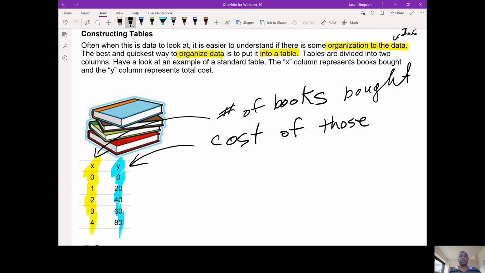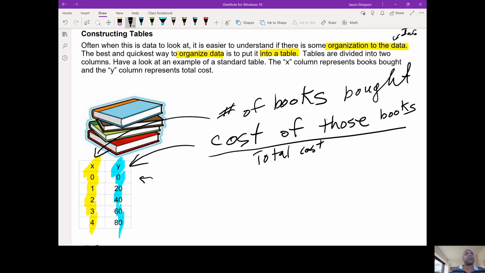Imagine I was looking at this first row here. If I bought 0 books, it cost me $0. When I buy 1 book, it costs me 20. When I buy 2, it costs me 40. When I buy 3, it costs me 60. When I buy 4 books, it's going to cost me $80. So it is the cost of those books, or I would say, the total cost of those books.